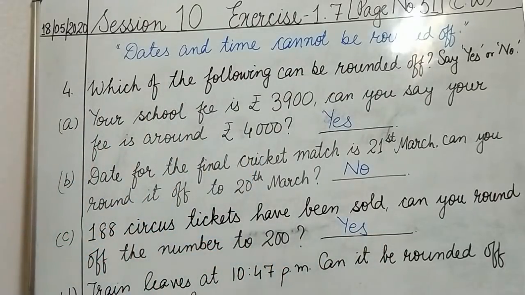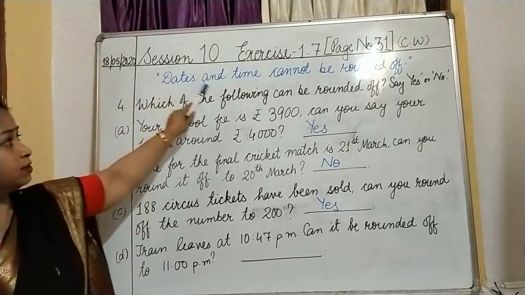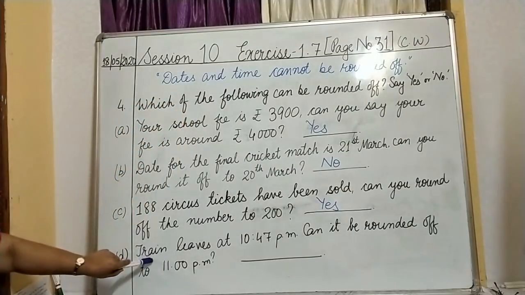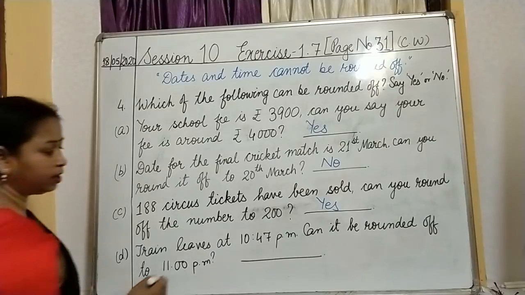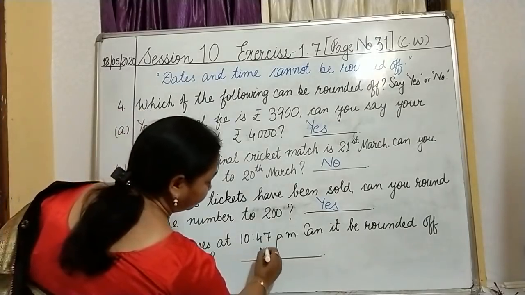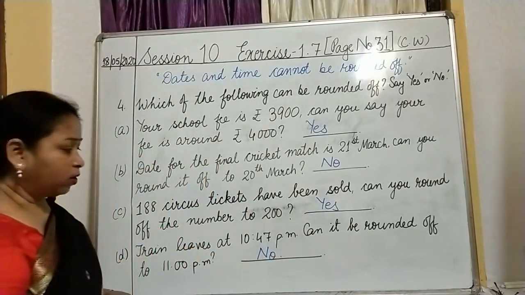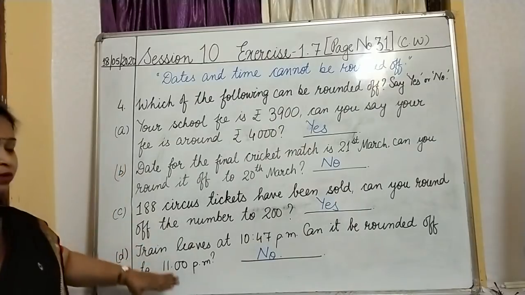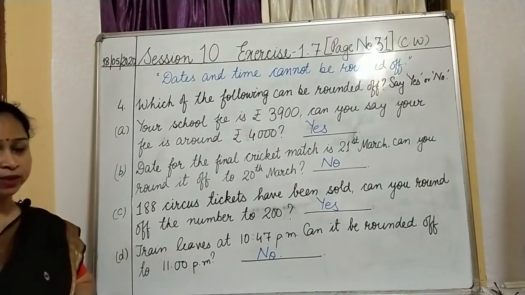Train leaves at 10:47 p.m. Can it be rounded off to 11 p.m.? I have already mentioned here dates and time. So, the question is relating to time. What will be the answer? The answer will be no. By the time you reach the station, the train will be gone. So, we have completed exercise 1.7.